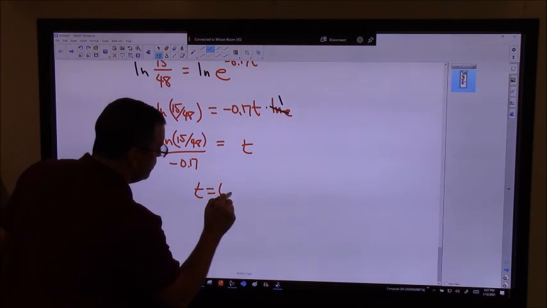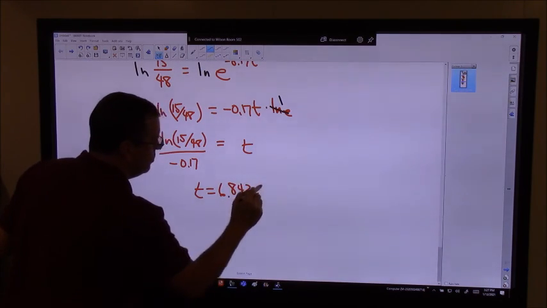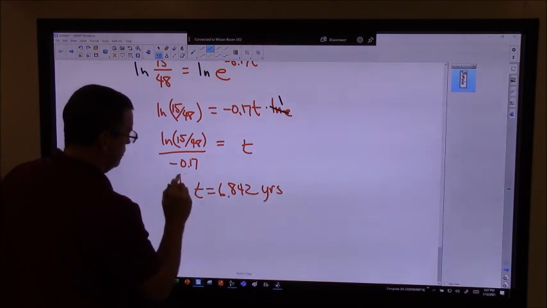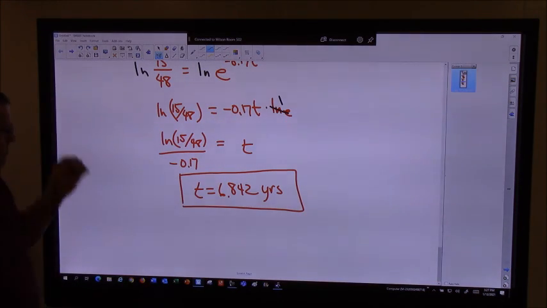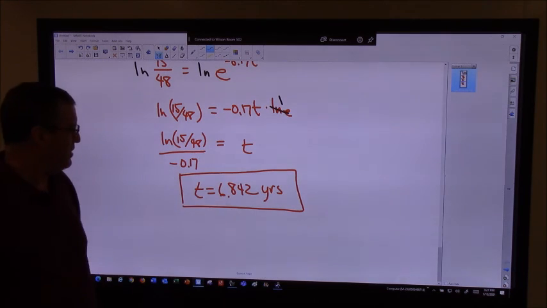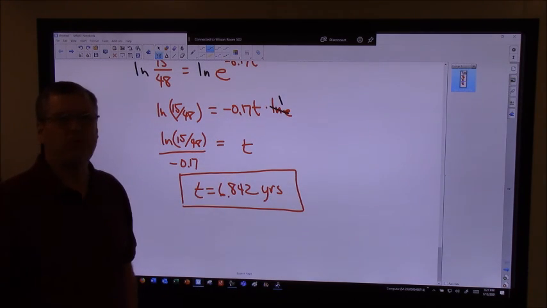T equals 6.842 years. All right. So you might look at that and go, I don't want a car that's 6.8 years old, almost 7 years old.